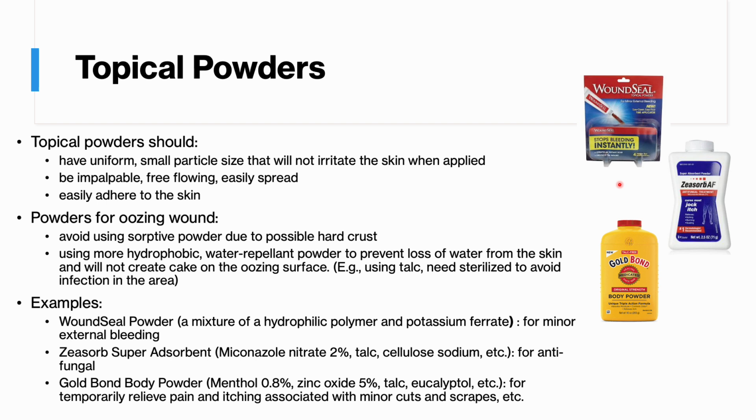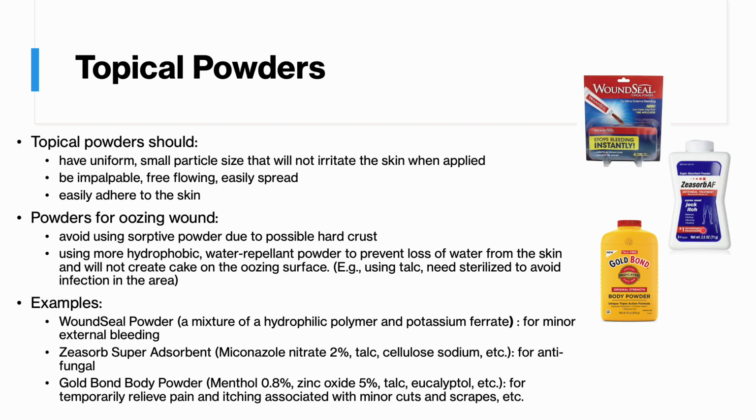For example, wound seal powder. This is a mixture of hydrophilic polymer and potassium ferrate. This helps to treat minor external bleeding. The powder will be applied directly on the surface of the injury or the wound.